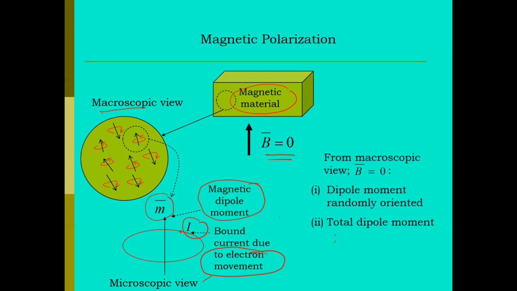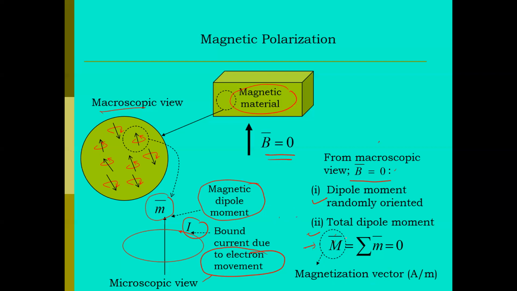Okay, so from here, we can say that there are two main observations that can be made when there is no applied magnetic field to this material. The first one is the random orientation of your dipole moments. And secondly, the total dipole moment, which is a summation of m, written as a capital vector M, is known to be the magnetization vector.